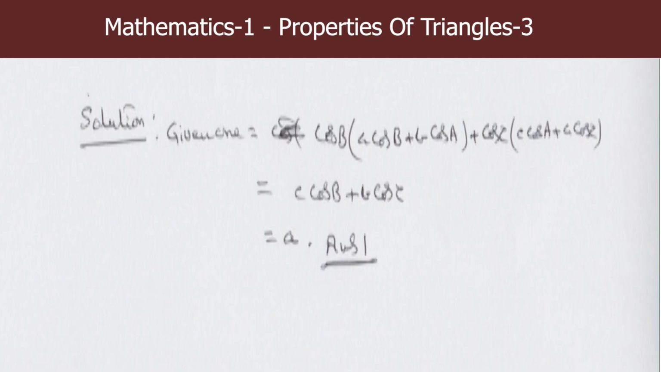See, you know how you got it? That is the projection formula. a cos B plus b cos A is nothing but small c. Similarly, c cos A plus a cos C is small b. That's why the given expression is equal to c cos B plus b cos C, which is equal to small a.